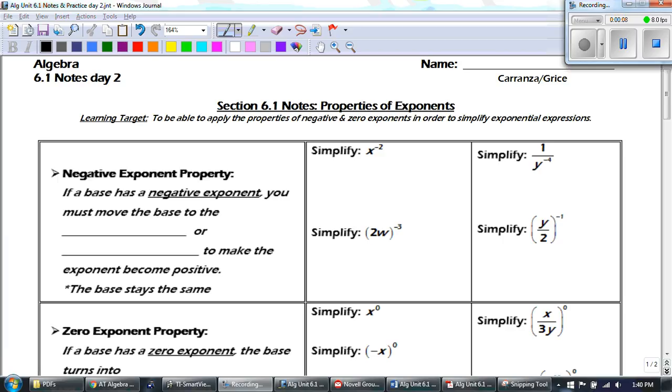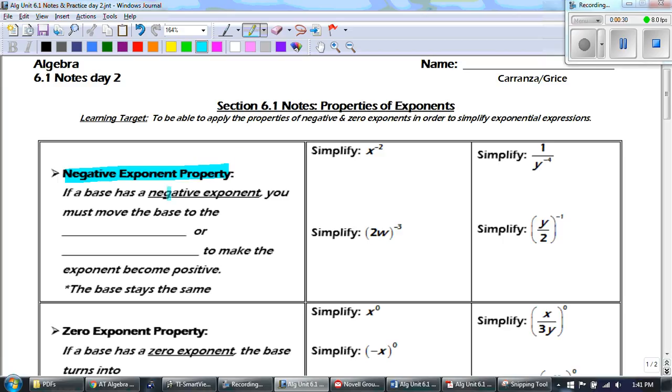Today we are continuing our discussion on properties of exponents. Our learning target today is to be able to apply the properties of negative and zero exponents in order to simplify exponential expressions. So just remember the negative exponent property.